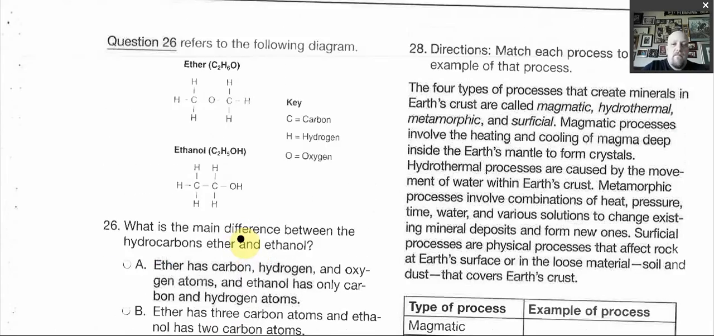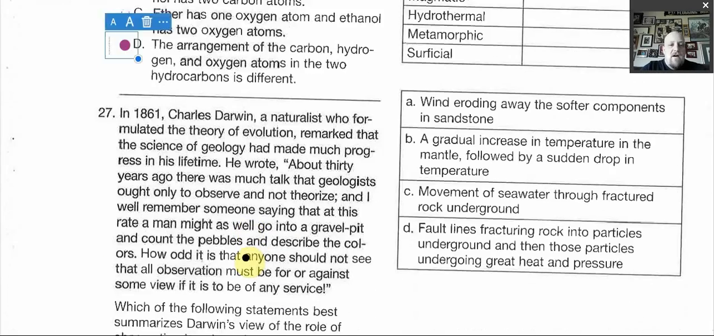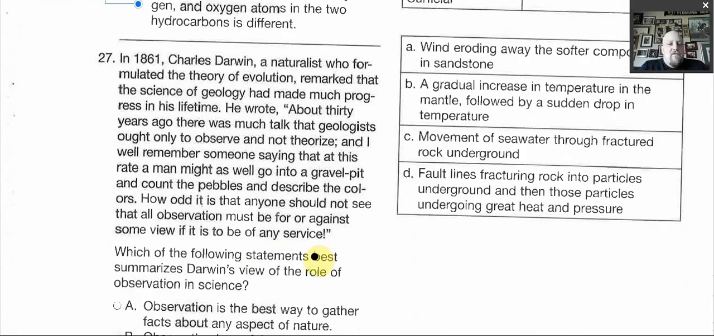Charles Darwin, a naturalist who formulated the theory of evolution, remarked that science and geology had made much progress in his lifetime.